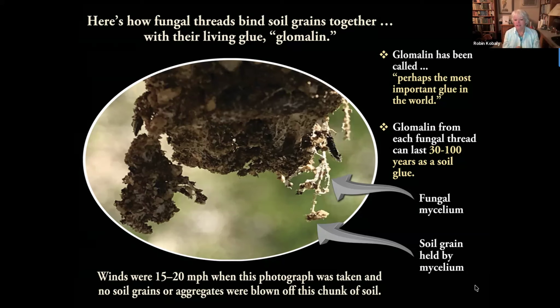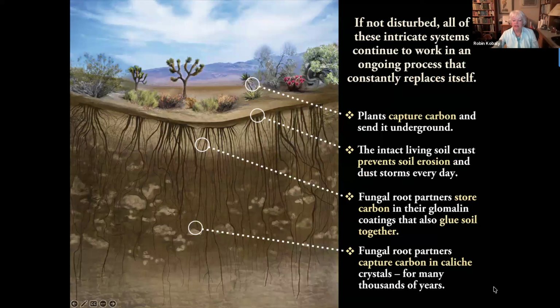And so it's, besides storing all that carbon, it's called one of the most important glues in the whole world. And even after that mycorrhizal thread dies, that's covered with glomalin, it can last for 30 to 100 years as soil glue, under the soil. So a pretty cool thing that a lot of people haven't even heard of.